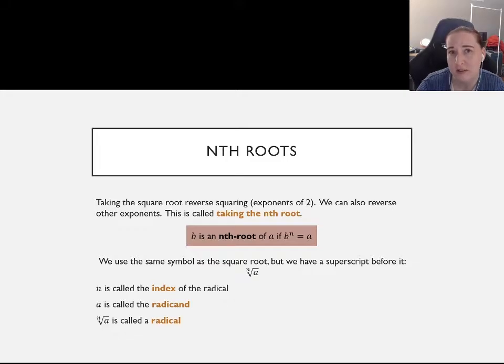And so we use the same symbol, but we have a little number above the little v part, indicating what root it is. That number is called the index. If you don't see the number, you assume it's a square root, index 2. The thing inside the radical, or under the radical, is called the radicand, and then just that symbol is called the radical.